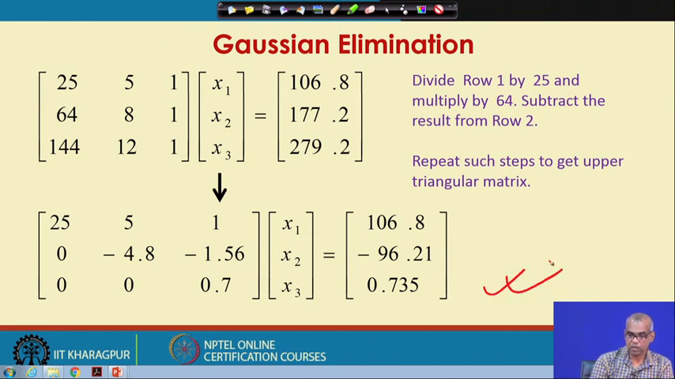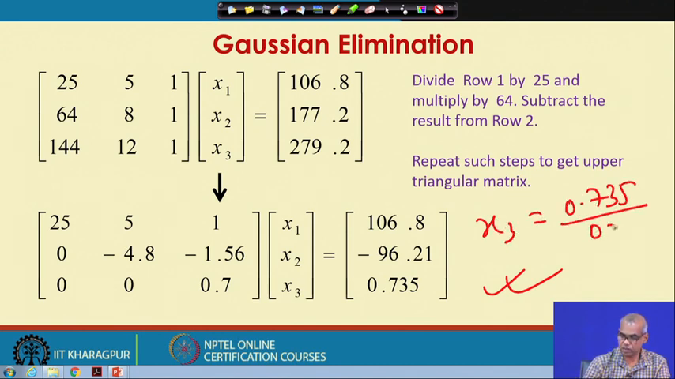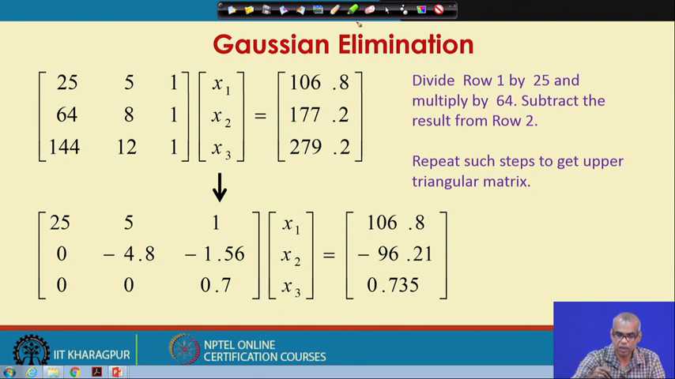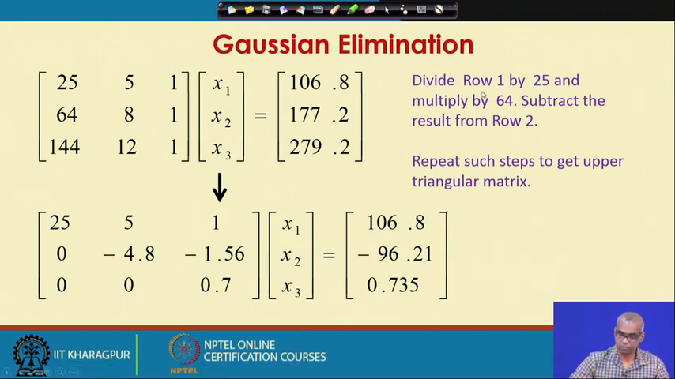So, from here you see x3 equal to 0.735 divided by 0.7. So, once you get x3, you put it in this equation, you will get x2, you put it here in this equation, you will get x1. So, this way you can solve a system of linear equations by Gaussian elimination.